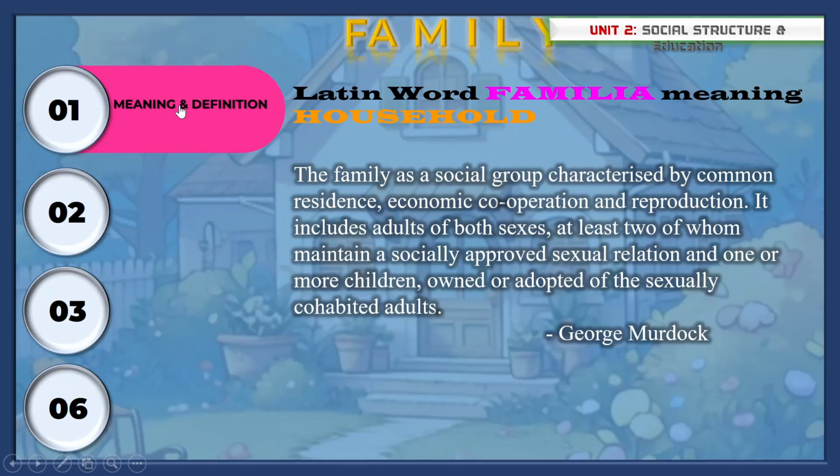Let us find out the definition of family. Sociologists and organizations have defined a family in various ways. Two examples I would like to refer to here. For instance, George Murdock defines the family as a social group characterized by common residence, economic cooperation, and reproduction. It includes adults of both genders, at least two of whom maintain a socially approved relationship, and one or more children, owned or adopted, of the sexually cohabiting adults. One more definition: the United Nations refers to the family as the natural and fundamental group unit of society.